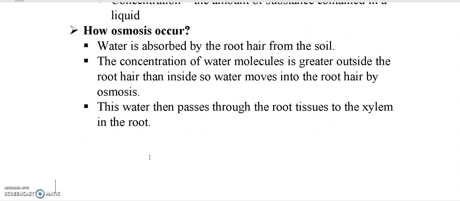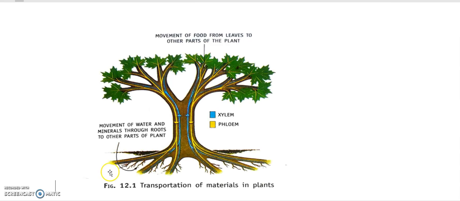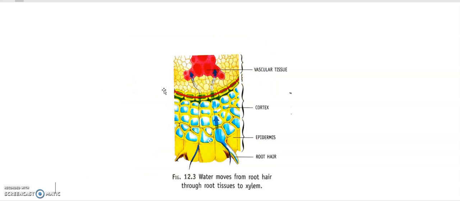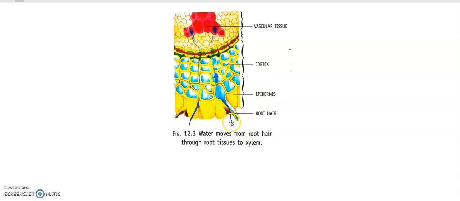And then this water passes through the root tissues to the xylem in the root. Once it is inside, it reaches the xylem and then it goes upward. All right, like this. Once it enters here, it goes upward. Now we know that according to the gravitation rule, the water should come down. Then how come this is going upward? Well, that we will see in our next lecture.